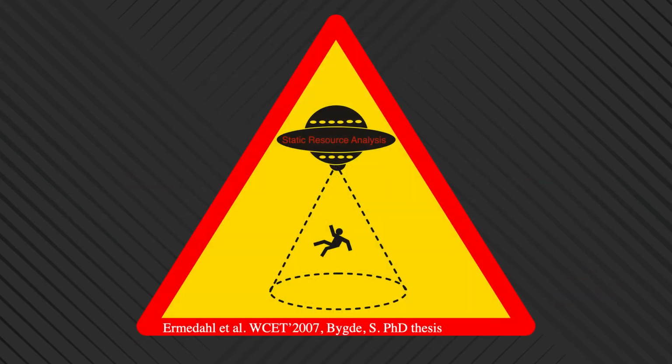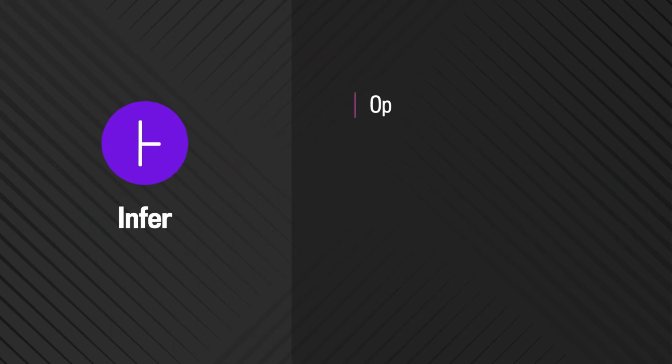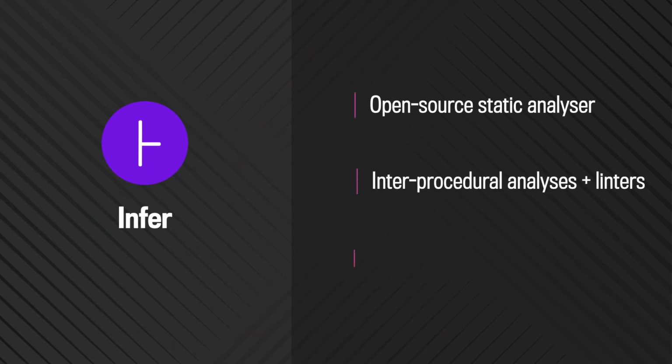And how does our analysis work? In a nutshell, the analysis is based on an abstract interpretation technique which computes symbolic upper bounds on the resource usage of programs. In particular, we rely on Infer's static analysis framework. For those who are unfamiliar with it, Infer is an open source static analyzer which provides a framework for writing interprocedural analysis and linters. And Infer has support for Java and the C family of languages.